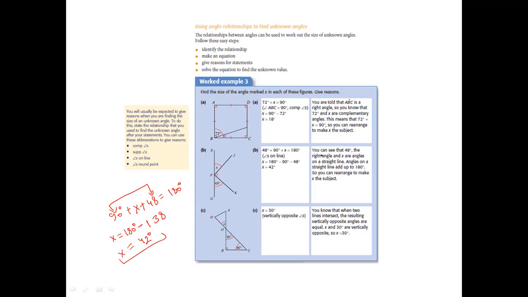And yes, here also you can read the reasons. You can see that 48 and the right angle and x are angles on a straight line. Angles on a straight line add up to 180. So you can rearrange to make x the subject.